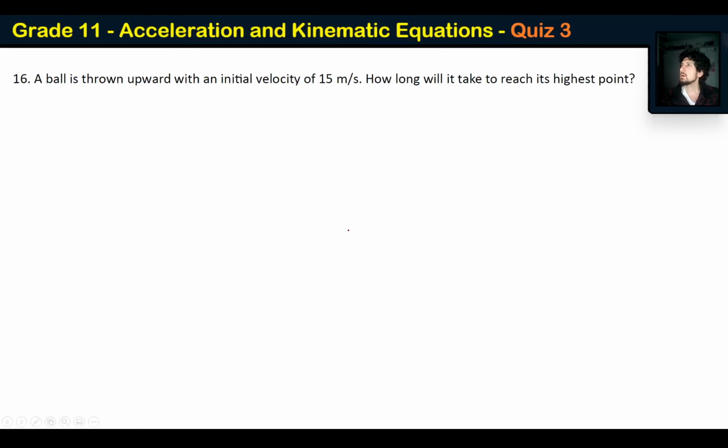Next, a ball is thrown upwards with an initial velocity of 15 meters per second. How long will it take to reach its highest point? Now, this is a good question. Here we've got a ball that is thrown upwards, and then obviously it comes down. We don't care about the coming down part though. We want to know how long it takes the ball to get from this point to this point.